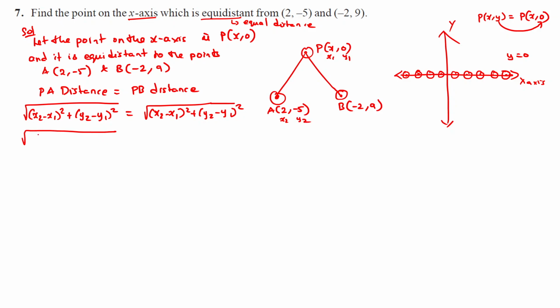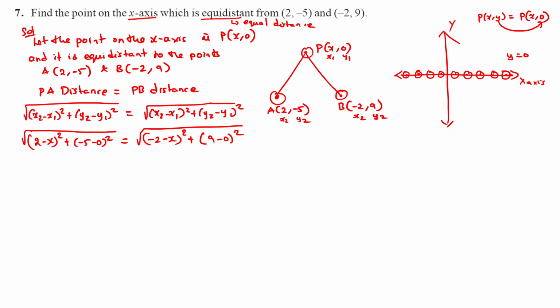So we can apply the values. x2 - x1 means 2 - x whole square, plus y2 - y1 means -5 - 0 whole square, which is equal to the square root of, here the PB distance, the first point is x1, y1 and the B point is again x2, y2. So x2 - x1 means -2 - x whole square, plus y2 - y1 means 9 - 0 whole square.